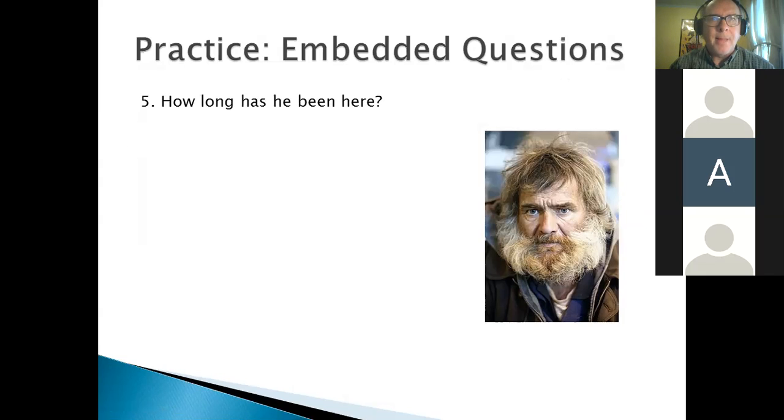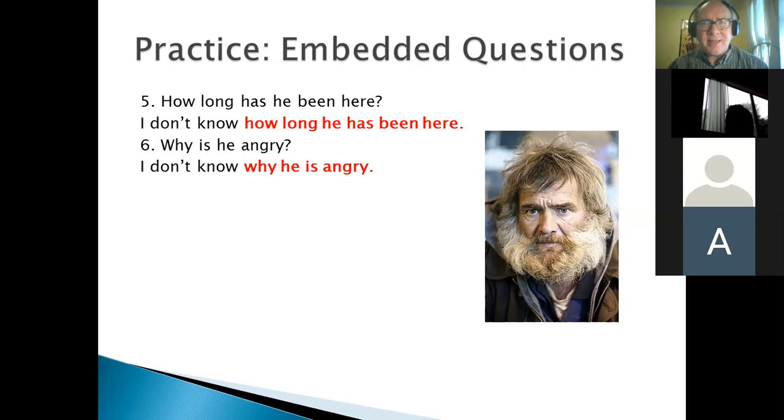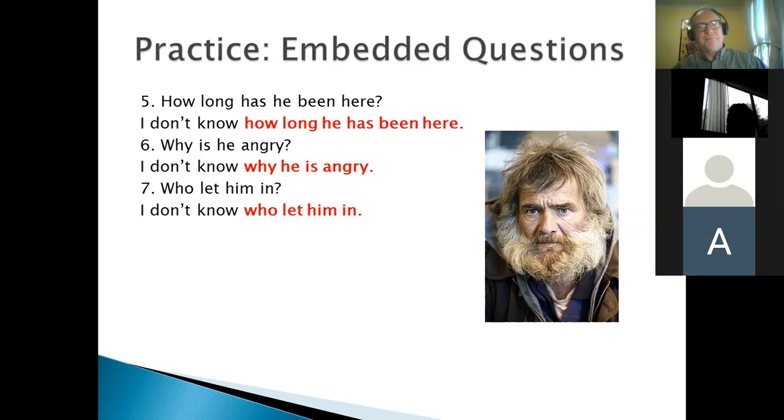I don't know how long he has been here. Why is he angry? I don't know why he is angry. Who let him in? I don't know who let him in. This one is the one I was talking about, where who is the connector and the subject. So, no cambio, no change. I don't know who let him in. No change at all, because the question word is the subject.